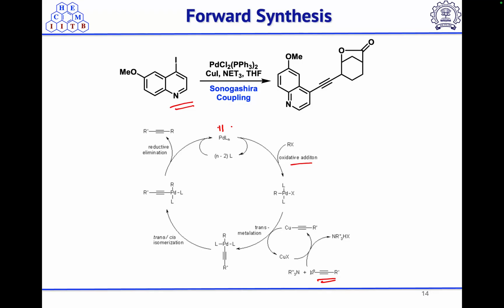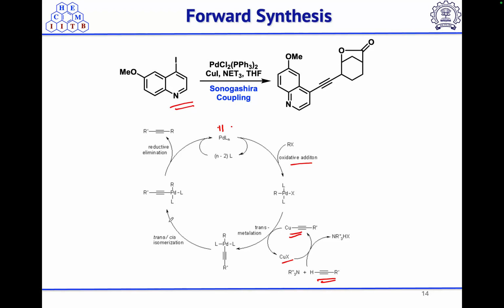This base will abstract this alkyne proton as it is highly acidic. This is an sp proton, right? sp protons are highly acidic, so triethylamine is sufficient to abstract this proton, and in the presence of copper iodide, it will give this intermediate. Now what will happen? Transmetallation. Basically, the alkyne will move to this palladium from copper. That is why it is called transmetallation: the alkyne is changing its metal partner from copper to palladium. Now this alkyne is bound to this palladium.